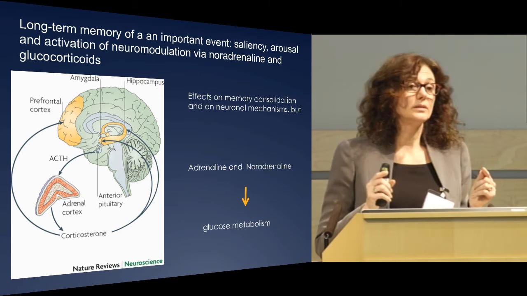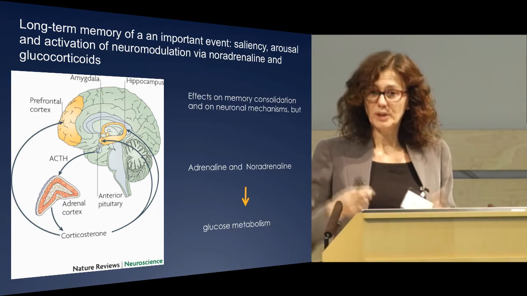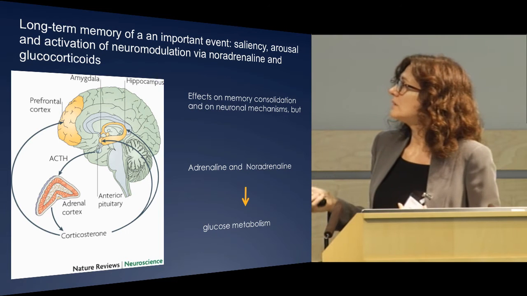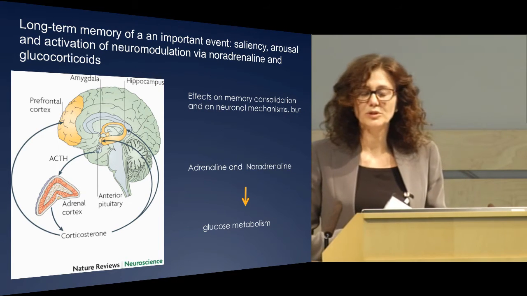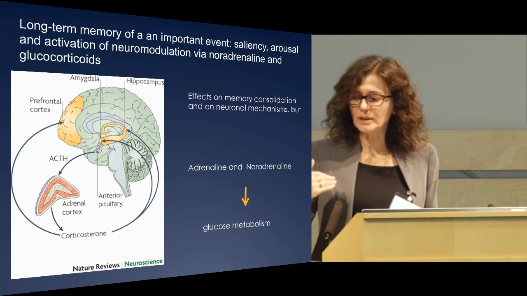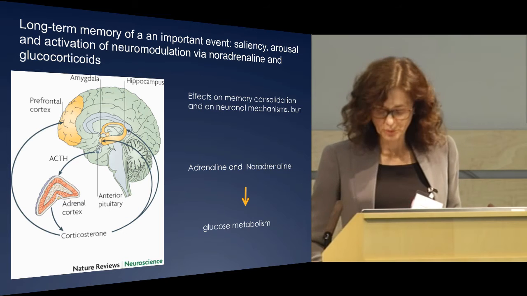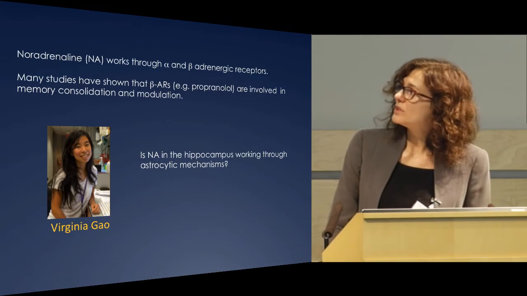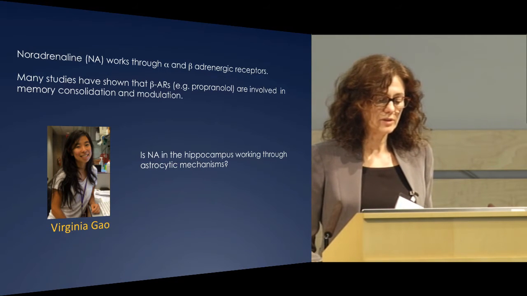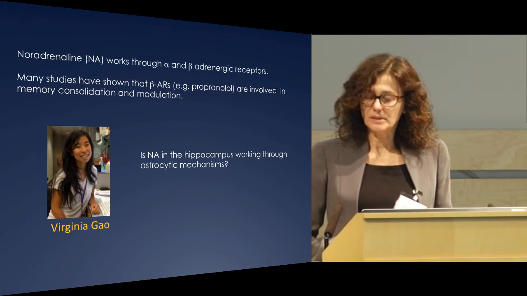We are interested in studying the role of both these hormones with metabolism, because clearly the brain is going to be very active. It's an important event. There is arousal. And noradrenaline is known to be coupled to glucose metabolism. So the hypothesis is whether noradrenaline is actually activating glycogen metabolism and coupling to neuronal functioning. And the question has been addressed in the lab by Virginia Gao, an MD PhD student, and she's asking, is noradrenaline in the hippocampus working through astrocytic mechanisms?